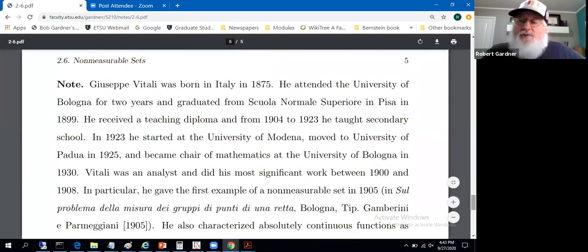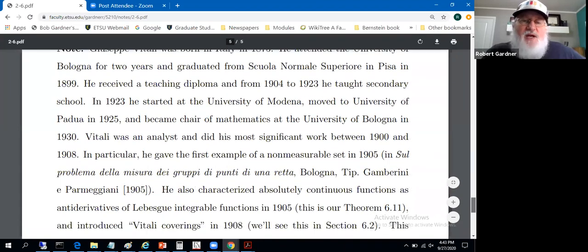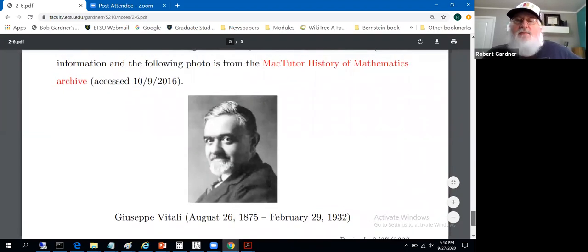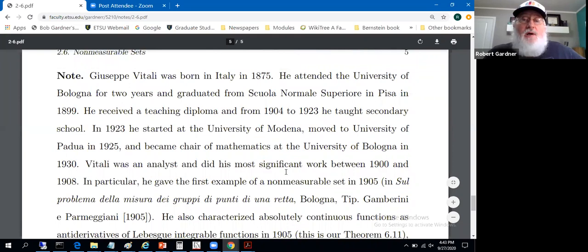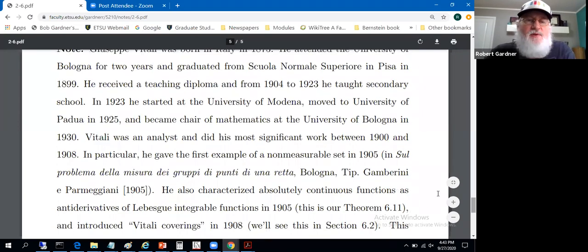This construction is due to Giuseppe Vitali. There's a picture of him from the MacTutor History of Math archive, which I've probably mentioned in the past. Excellent place for fairly deep history of math stuff. He was born in Italy in 1875. He attended the University of Bologna for 2 years and graduated from Scuola Normale Superiore in Pisa in 1899. Received a teaching diploma, taught secondary school from 1904 to 1923. And actually, that's some of his most productive years.